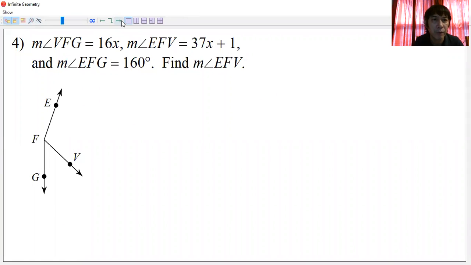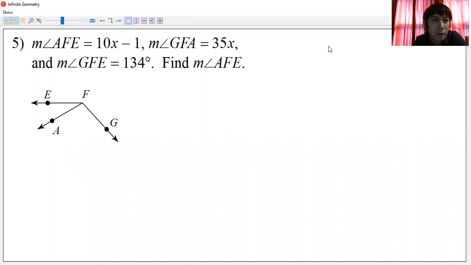We shall have number 5. All right, here's number 5. The measure of the angle AFE is equal to 10x minus 1. Where is this in the diagram? AFE. So this is it. It's over here. This is the 10x minus 1. That's AFE.